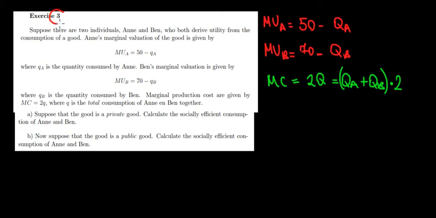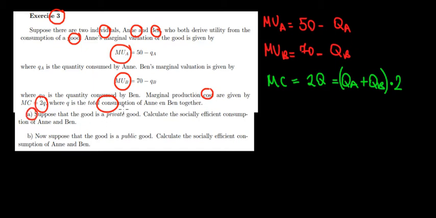Let's solve question 3 here. So we have two people, Anne and Ben, who get utility from the consumption of a good. Now we have the functions of their marginal utilities over here, and we also know that the marginal production costs are given by 2 times the quantity, where the quantity is the total consumption of Anne and Ben.